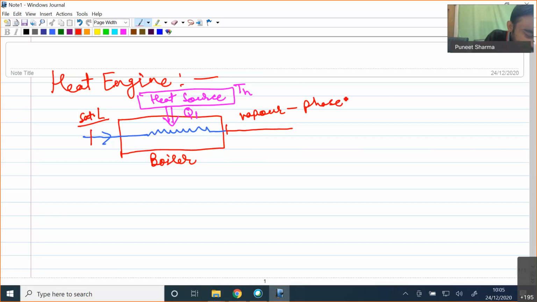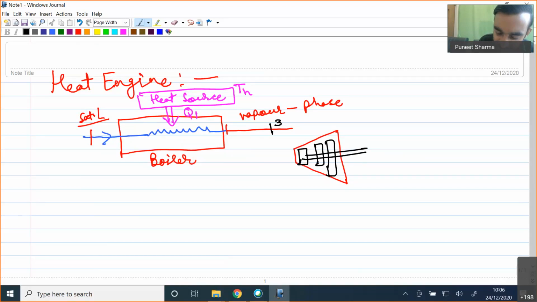Let me call the thermodynamic state of the substance at the exit of the boiler thermodynamic state 3. Now I will take another device, which is our turbine. This vapor phase is at high pressure and high temperature, and we expand it over a turbine, and from the turbine we get work at the rate of W dot T.